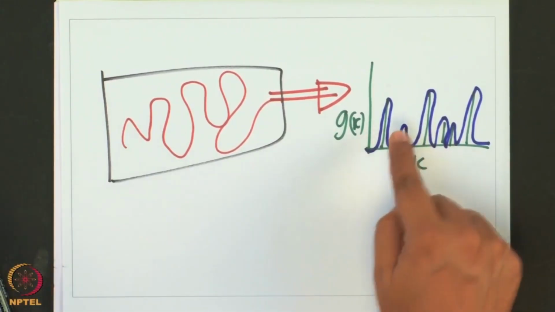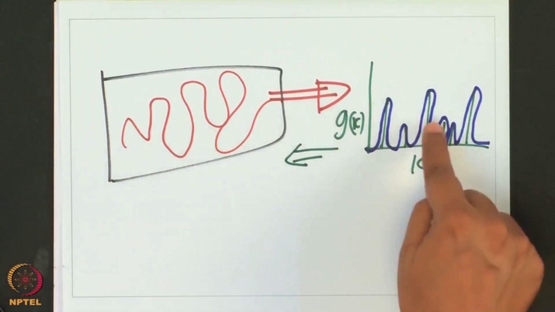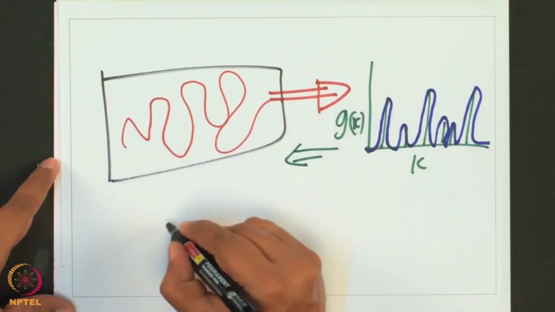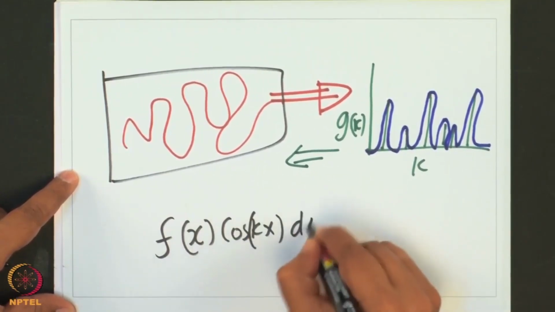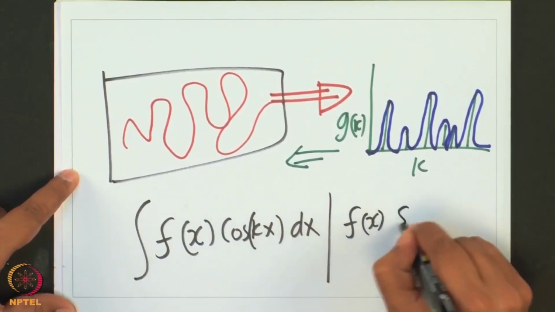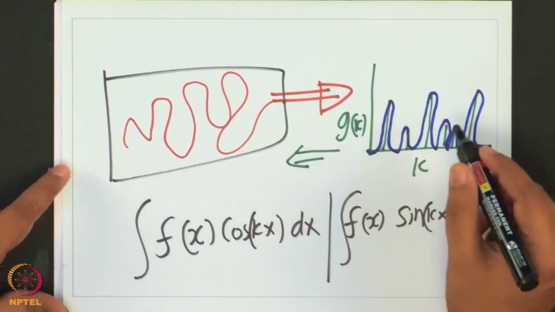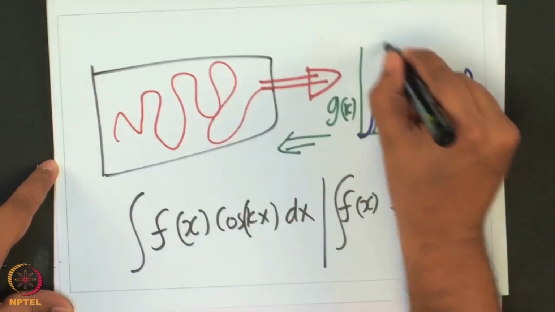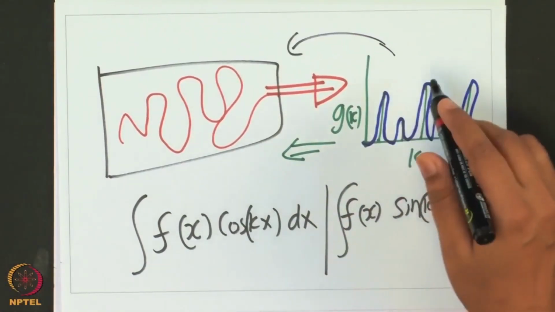Now, how do we get this back? To go from here to here mathematically, as I said, I have to take this f of x, multiply with cos kx and integrate, and then multiply with sin kx and integrate, and these two integrals together will give us this. And if I do this and integrate back, I would get this back. I would take g of k and integrate with cos kx and sin kx with appropriate signs.